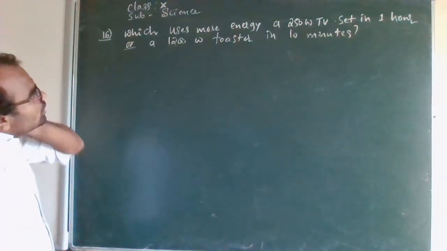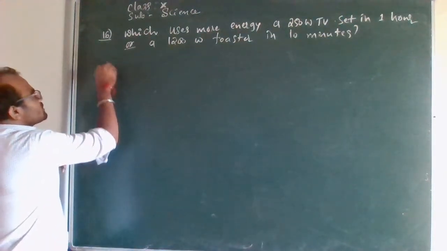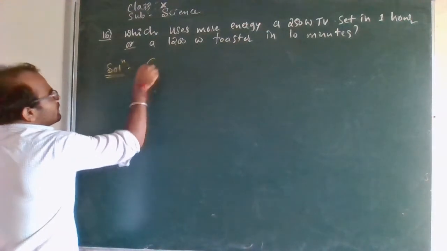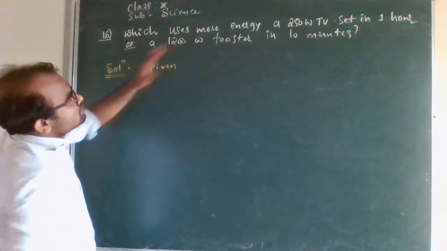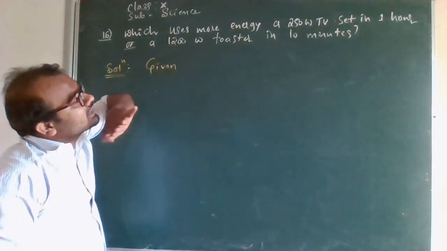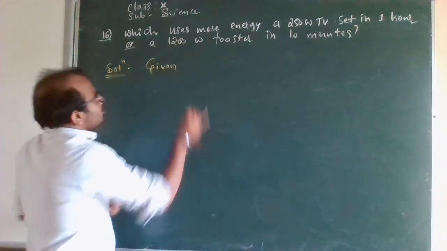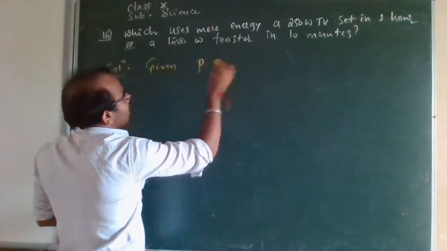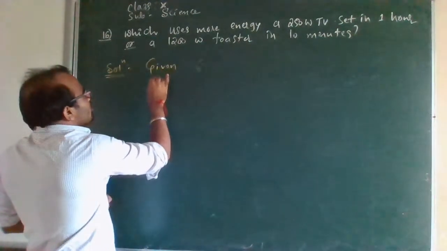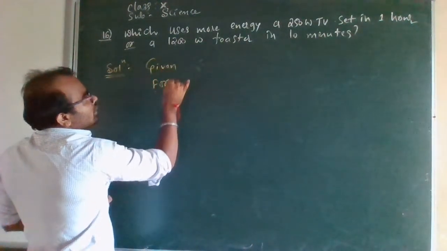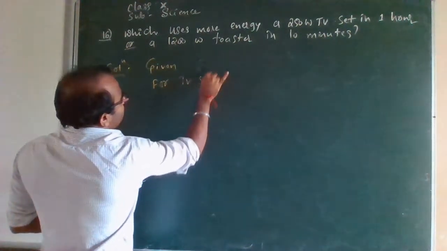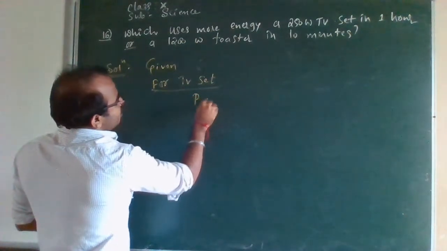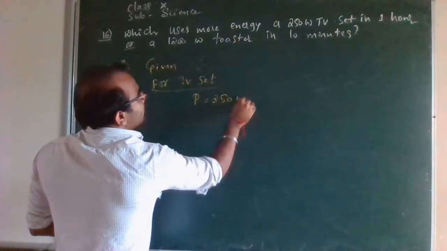Okay, so now first thing you have to do is, whenever question is given, just write what is given. What is given us? Which uses more energy? A 250 watt TV set. That means power is 250 watt. So we'll write here for TV set. We'll take first for TV set. What is the power? P is equal to 250 watt.